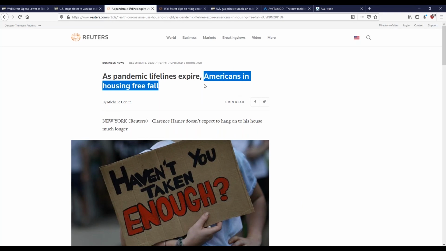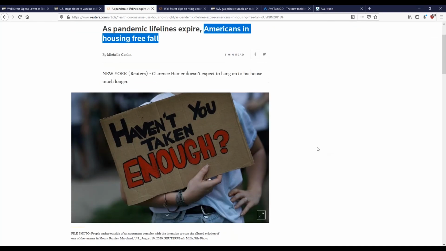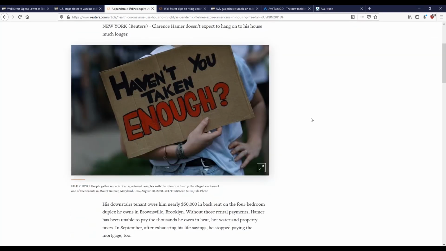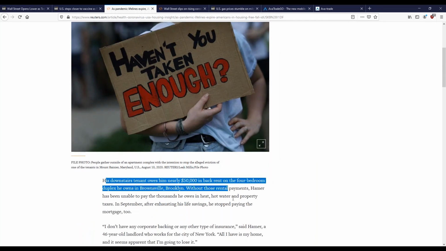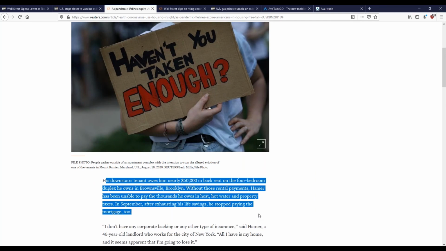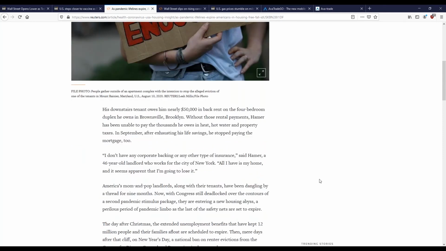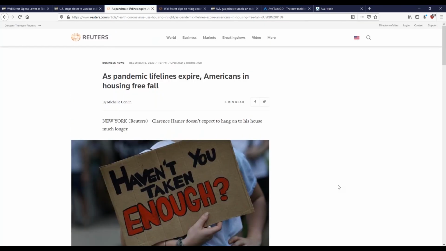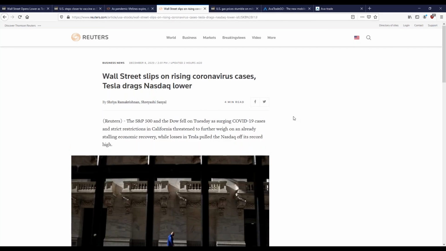Americans in housing freefall. There's been a housing boom in the U.S. with buying new houses and mortgages because of the low interest rates, but many are having trouble paying their mortgages now. This guy's an owner of a unit who was renting to people who don't pay him, so now he's going broke and can't pay his mortgage, and it's an effect that could be like a domino effect within the economy. They're really worried about another lockdown right now in the U.S. and other places around the world, the effect that this could have if there's a full lockdown of restaurants and small businesses up and down the big city streets and even small town areas.